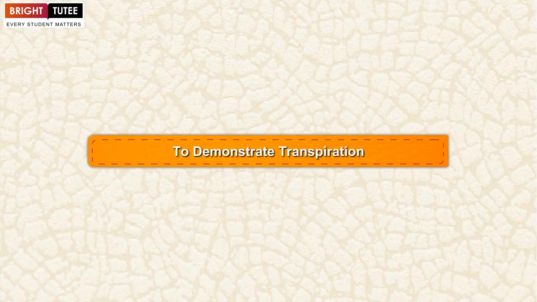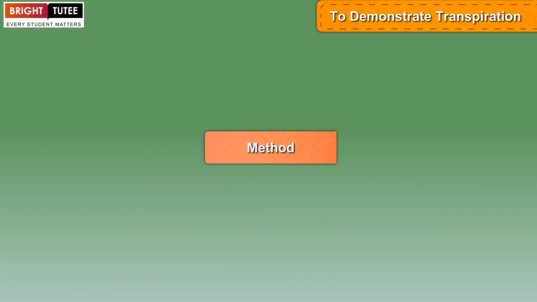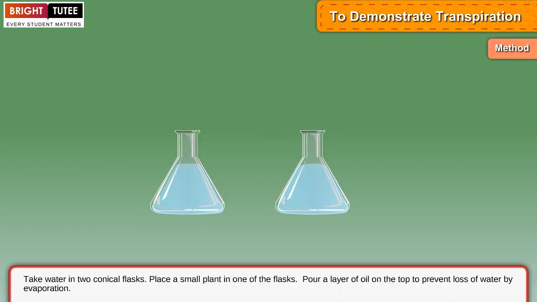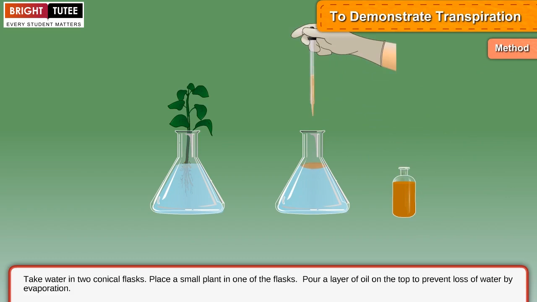To demonstrate transpiration. Materials required: conical flask with water, oil, dropper, cotton, plant. Method: take water in 2 conical flasks. Place a small plant in one of the flasks. Pour a layer of oil on the top to prevent loss of water by evaporation.